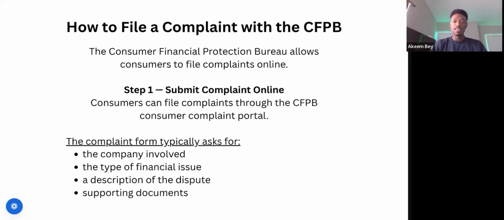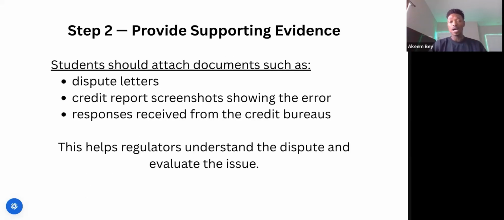Now, how to file your CFPB complaint, right? The CFPB is the Consumer Financial Protection Bureau, and they allow you to file your complaints online. So step one is you want to submit that complaint online. You can file it through the CFPB complaint portal, and the complaint typically is going to ask for the company involved, the type of financial issue, a description of the dispute, and any supporting documentation. And this is why, again, keeping a record of the dispute letters, your credit reports, certified slips, return receipts, all of those things is important in each step of the process.